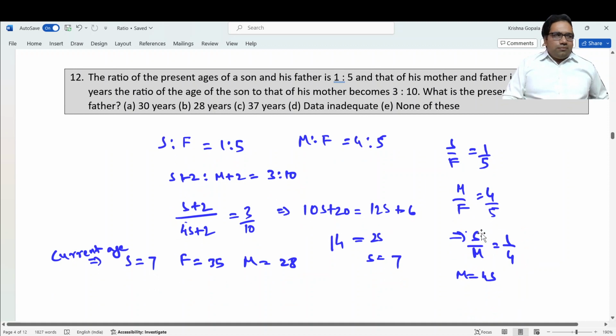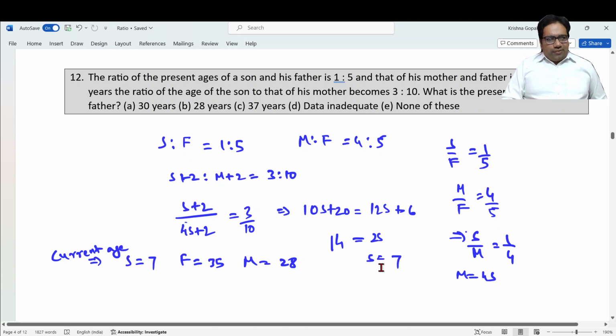Okay. Now let us say S by M equal to 1 by 4. M is equal to 4S, right? Now let's take and put this in this equation. S plus 2 by M plus 2 is equal to 3 by 10, right? That means 10S plus 20 equal to 12S plus, we have substituted M plus 2 instead of M, we substituted 4S, right? S plus 2, 4S plus 2 equal to 3 by 10. 10S plus 20 is equal to 3 fours 12S plus 3 twos 6. That means 20 minus 6, 14 is equal to 12S minus 10S equal to 2S, S equal to 7.